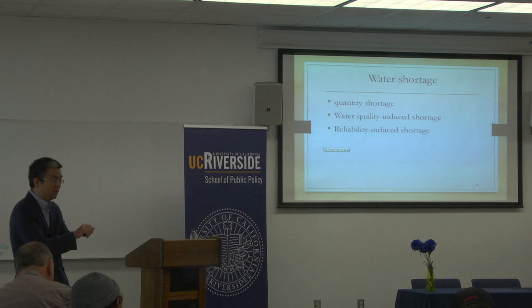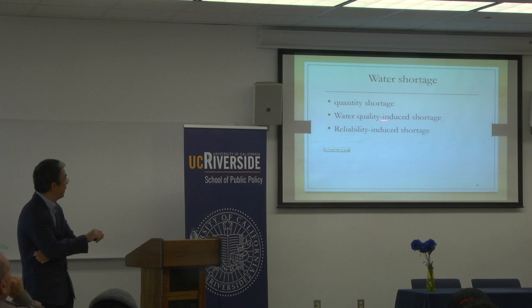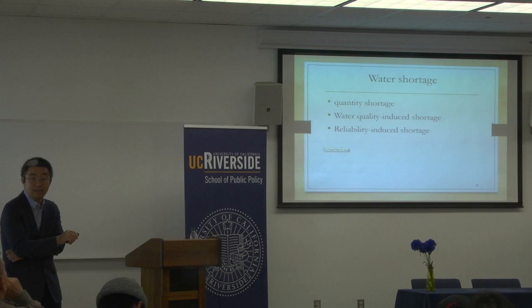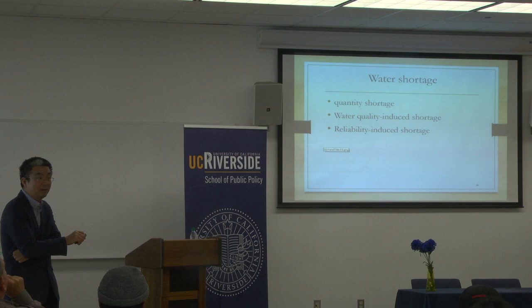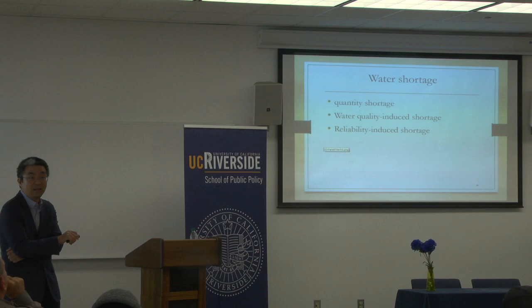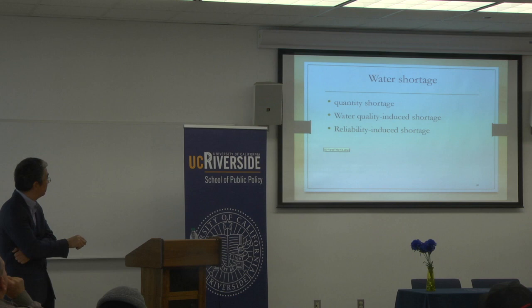And another one is the reliability-induced shortage. For example, normally for domestic use the reliability is 95%, but it can, for example, only reach 80%. So the reliability induces a shortage. For Beijing, the reliability now is almost 90%. So almost 100%, but cannot reach 100%. So we have shortage problems in these three forms.